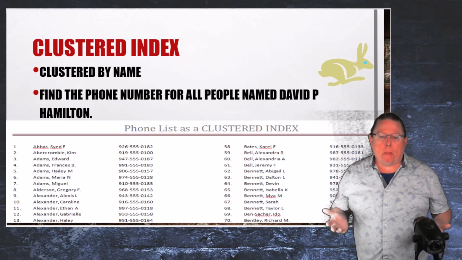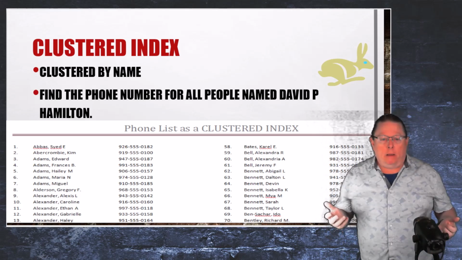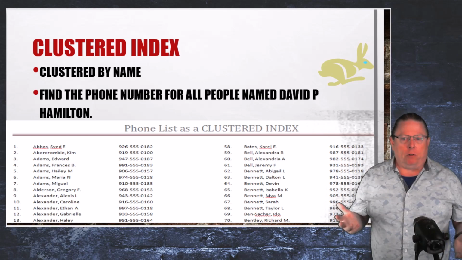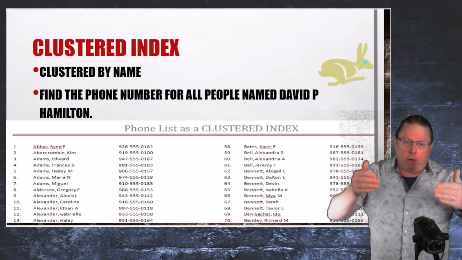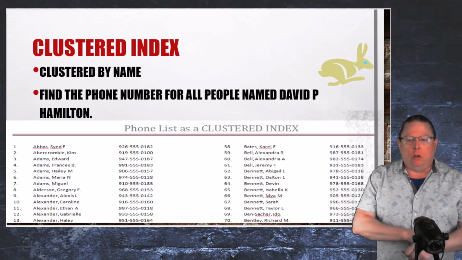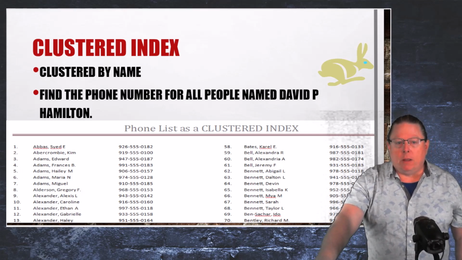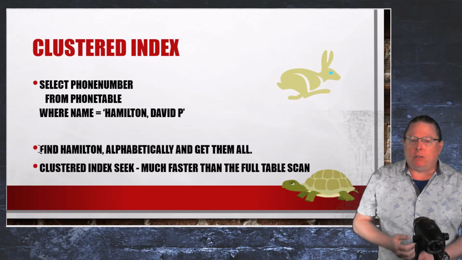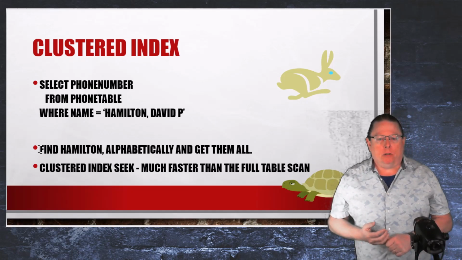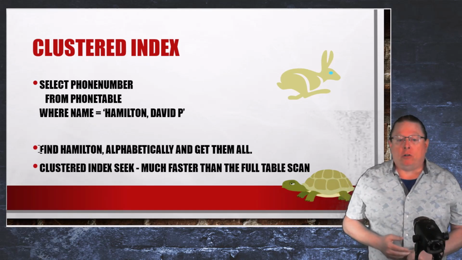So in this case, with a clustered index, if you went back to the example to find all of the people named David Hamilton, if you've got 40 or 50 pages, or in the case of SQL Server, 40 or 50,000 data pages you have to look through sometimes, you don't have to scan through every one of those. What you can do is, using the index structure, it can go right to the pages that contain Hamilton, comma, David P, and return those people directly. And the example of that would be a select statement like this, where you say select phone number from phone table where the name is Hamilton, comma, David P. In this case, it goes directly there, and that's what's referred to as a clustered index seek.